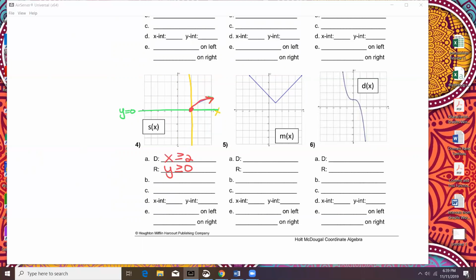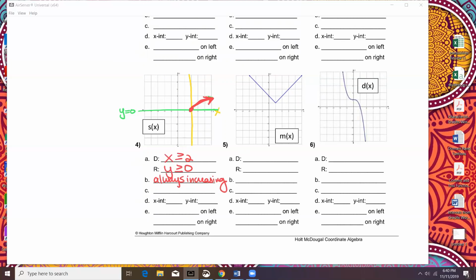All right. And then as far as increasing and decreasing, you're looking at the y values. And so this graph, this is going up. I know it's not going up much, but it is going up. It's increasing. So we're going to say that this graph is always increasing because it's never decreasing. Always increasing.